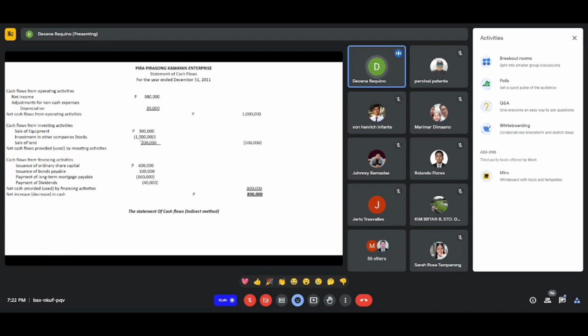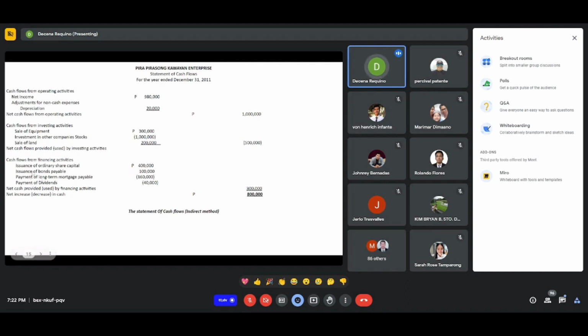So parang nabawasan yung cash mo kaya deduction siya na 1 million. Then sale of land, ibig sabihin nagbenta ka ng land, naka-receive ka ngayon ng cash, so plus siya. Kasi dito sa cash flow, yung effect nung transaction mo dun sa cash. So kapag ni-net natin yan, meron siyang net cash flow used by investing activity na 500,000.